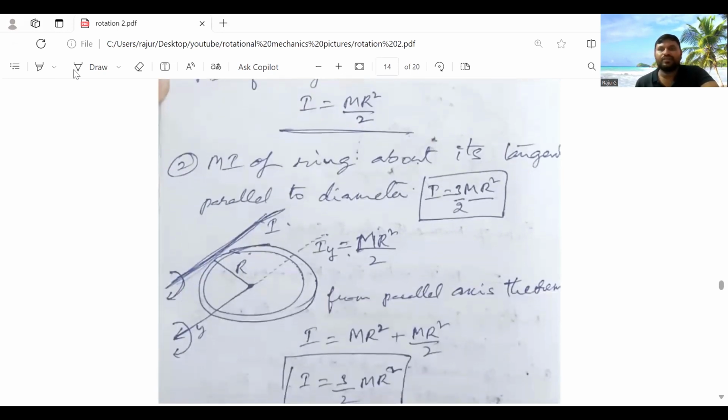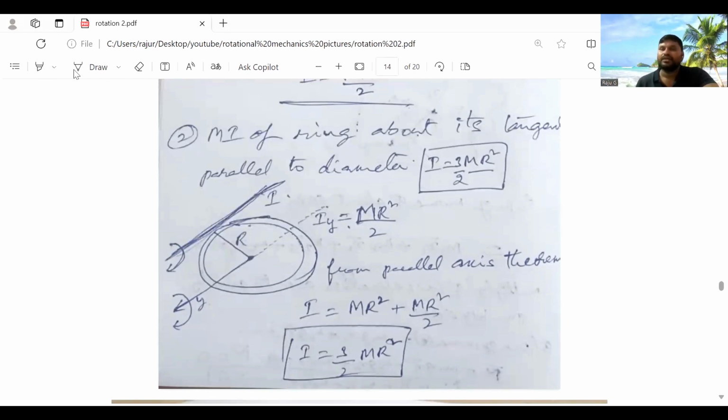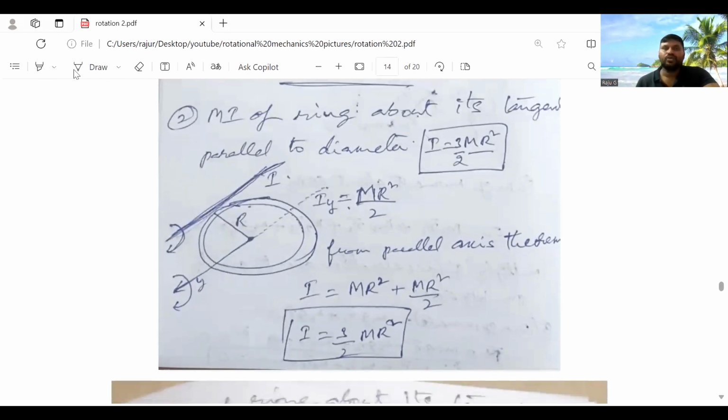Let us find the moment of inertia of a ring about its tangent parallel to the diameter. By using the parallel axis theorem, we can find it. We know the moment of inertia of the ring about its diameter is mr square by 2, and we need to find the moment of inertia of the ring about its tangent, parallel to the diameter. Therefore, this distance is r. According to the parallel axis theorem, I is equal to mr square plus mr square by 2. If we add them up, we get 3 by 2 mr square.